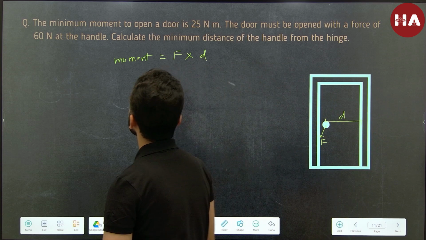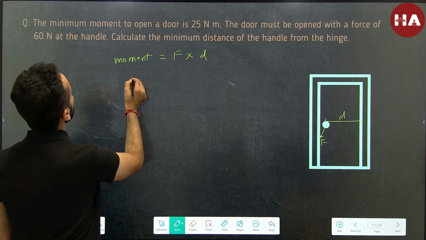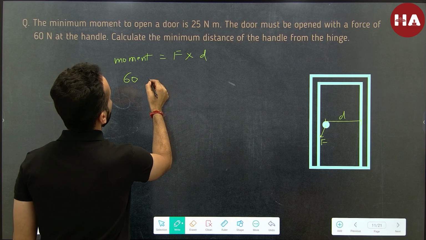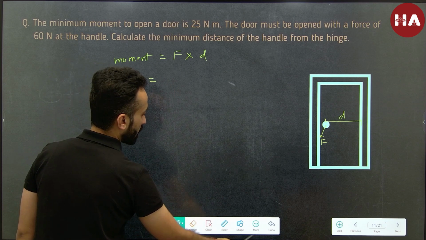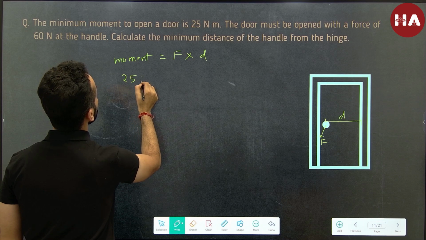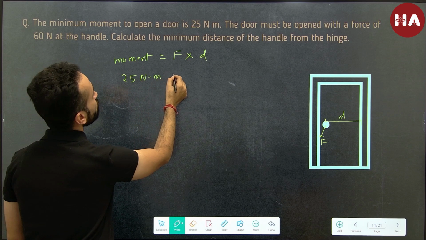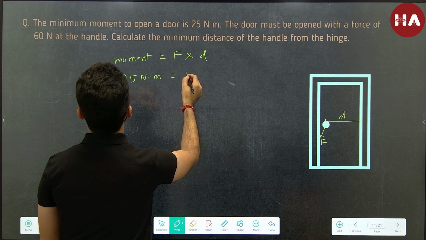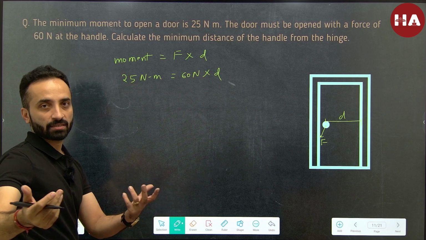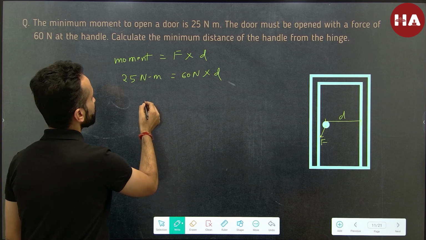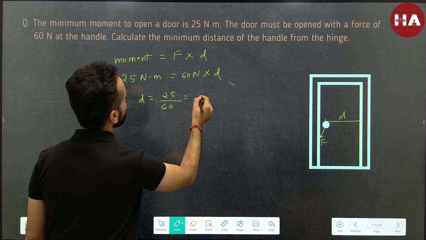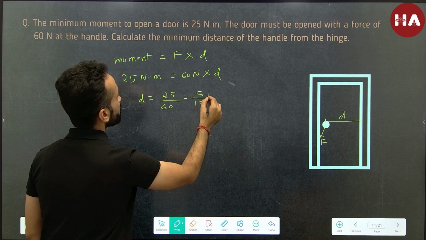So they are now telling us that you need a moment of 60 Newton meter to rotate this, sorry, not 60 but 25. You need a moment of 25 Newton meter, and the force that you can apply is 60 Newton. So they are asking us the distance. So this distance is going to be 25 over 60. That's going to be 5 over 12 meters.